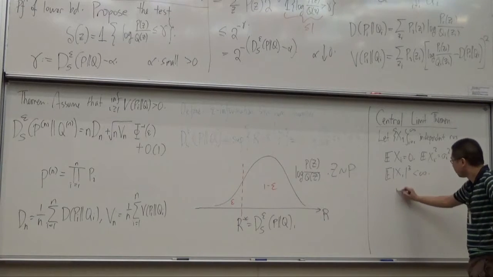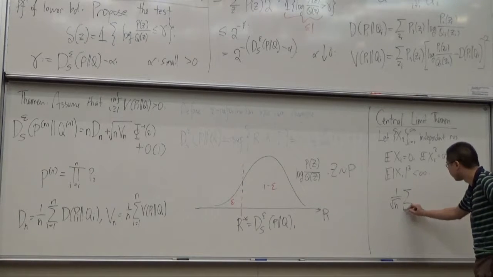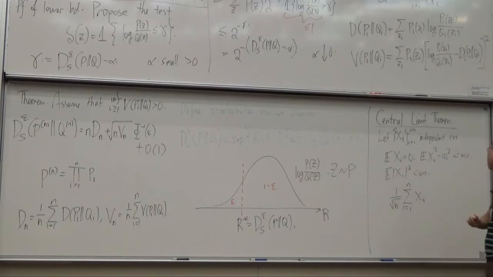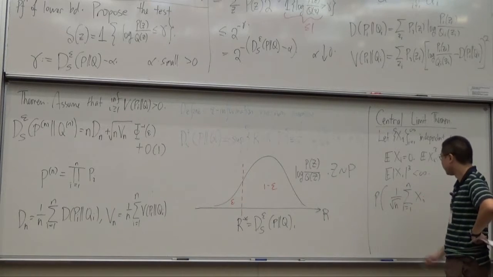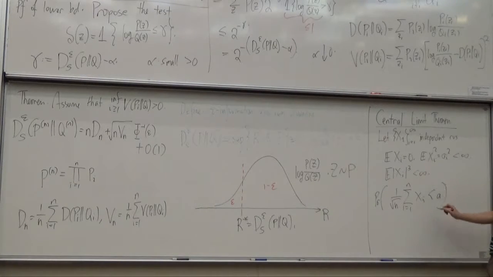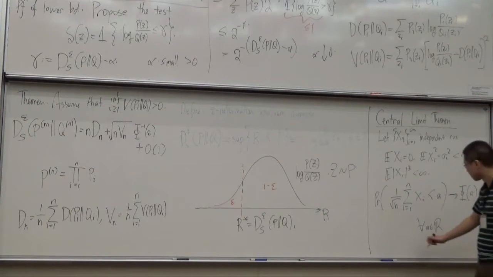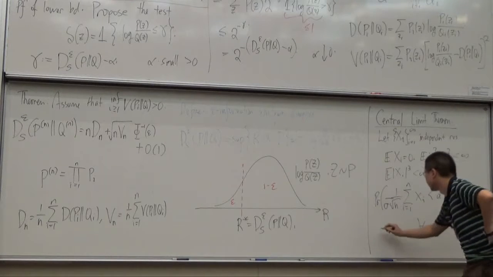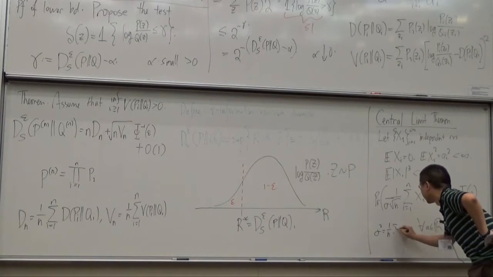Take 1 over square root of n times the sum of these random variables. That is a root-n normalized version of the random variables. If we take the probability and consider a cumulative distribution function, this converges for every a to the Gaussian cumulative distribution function. That is the meaning of the central limit theorem, right? There are some sigmas that are missing. There's a sigma here, and sigma squared is defined as the average of the sigma_i squared.